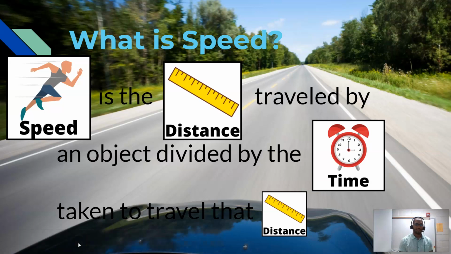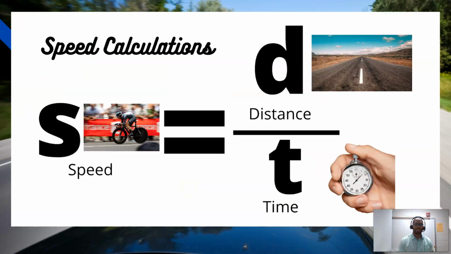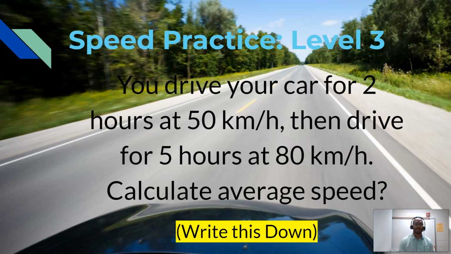So remember that speed is the distance traveled by an object divided by the time taken to travel that distance. Now in Level 3, we're going to see some different problems, but the formula remains the same. Speed is distance divided by time.